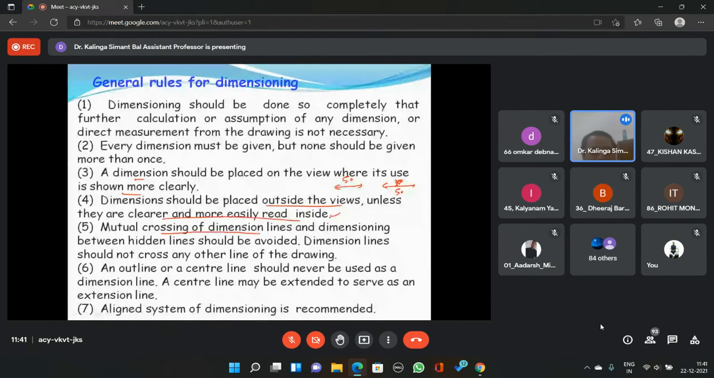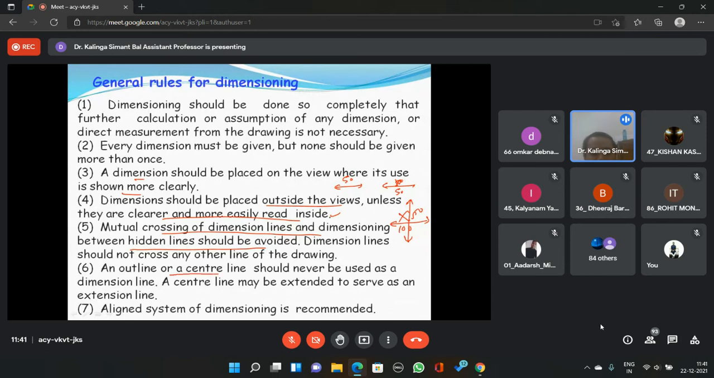Mutual crossing of the dimension line and dimensioning between the hidden lines should be avoided. You cannot just go on like this, representing something as 50 mm and this one is 100. No, this is not correct. Mutual crossing is not the correct way of representing.